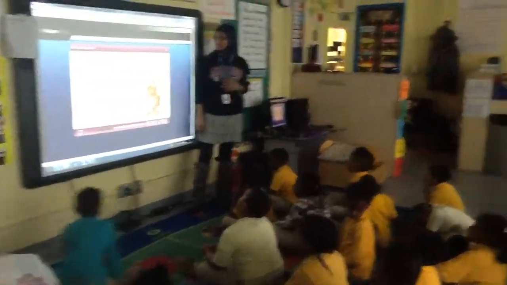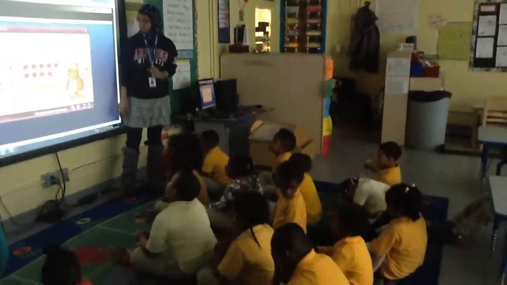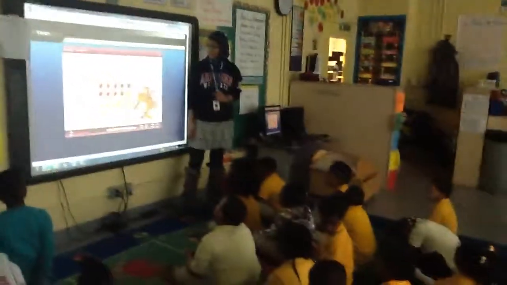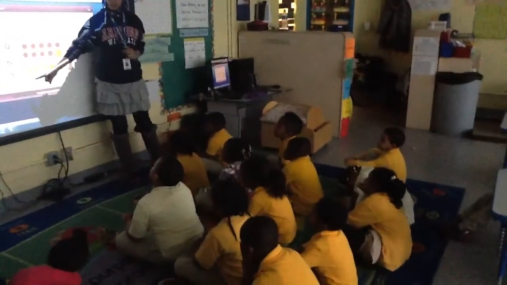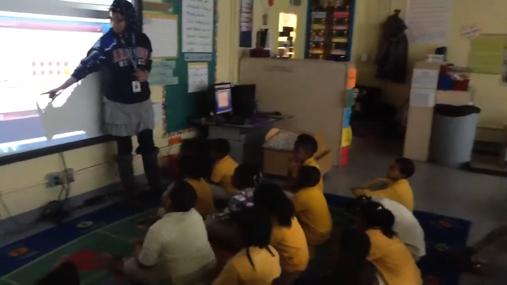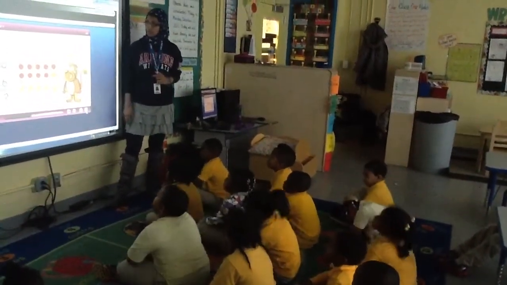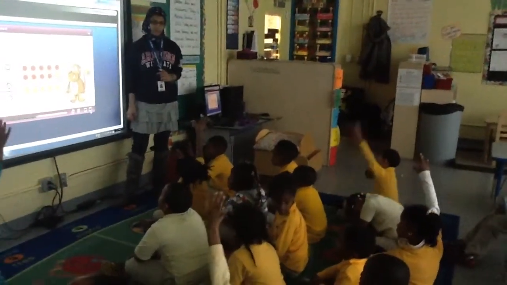Excellent job. Move it to the 10 frame with 9 counters, the top 10 frame. Good job, William and Rondez. Move one counter from 6 to 9. So just like Rondez and William said, we're going to move the last one on the bottom 10 frame up to the top one, the last open square. How does that help you make 10?